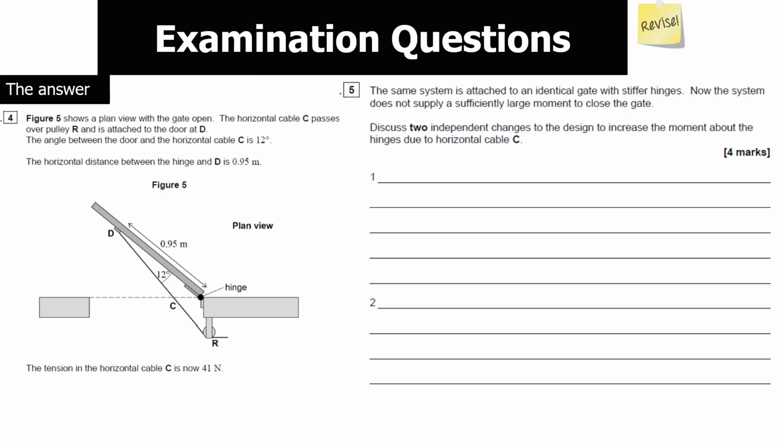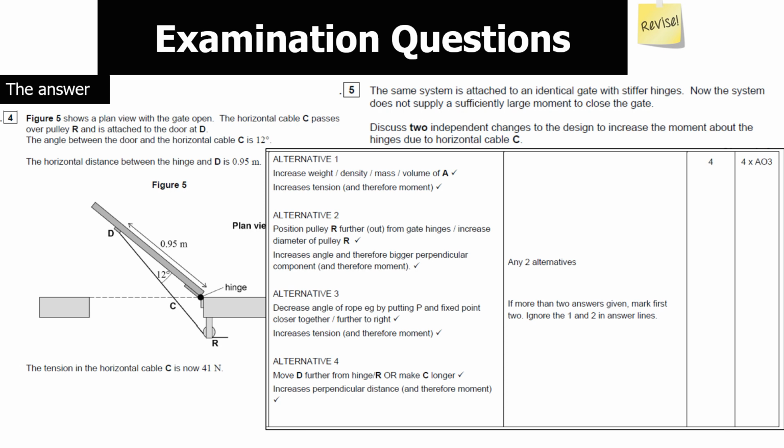Right, it's important that when it says discuss, that means you've got to state what the change would be and explain why that would be the case. So you've got a couple of possible answers here. The first one would be to increase the weight or increase the tension. Now that would work, because if you increase the weight, it increases the tension, therefore increases the moment. You could position the pulley a bit further out from the hinges, so therefore it would increase the angle, and therefore you'd have a greater component in the actual direction of the moment, so increases the moment. You could decrease the angle again by putting P and a fixed point closer together, so therefore would increase the tension, increase that force to increase the moment. Or you could move D further from the hinge and make C longer. Again, that would increase your perpendicular distance, so it would increase your moment.